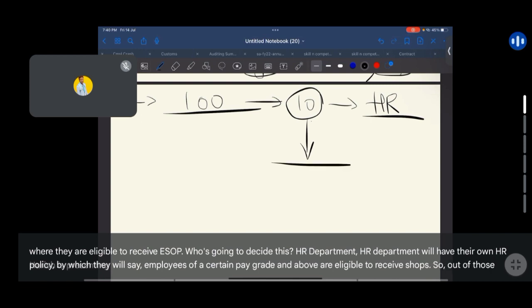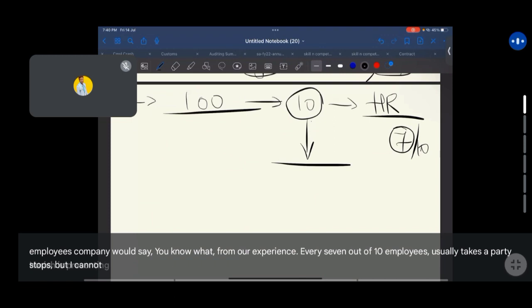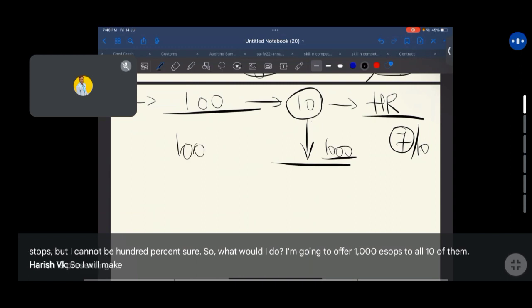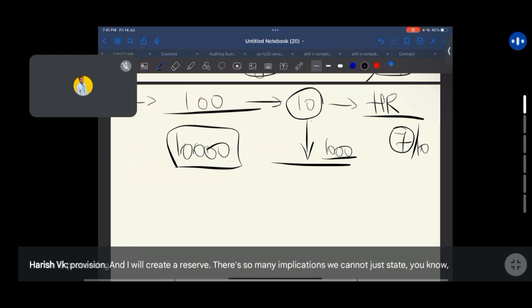So out of those 10 employees, the company would say, you know what, from our experience, 7 out of 10 employees usually take up our ESOPs. But I cannot be 100% sure, so what would I do? I'm going to offer 1,000 ESOPs to all 10 of them. So I will make a provision and I will create a reserve. There are so many implications. We cannot just state what's going to happen from an SEBI perspective.